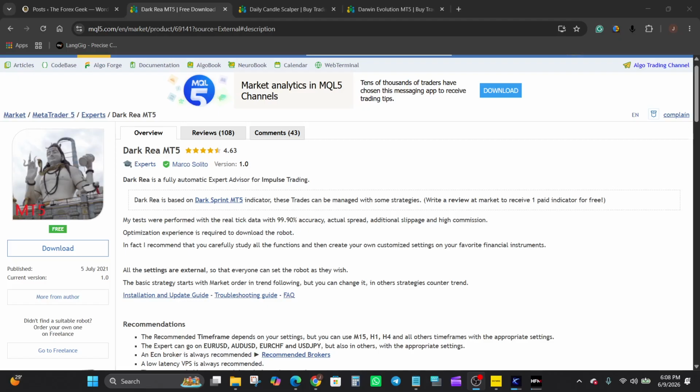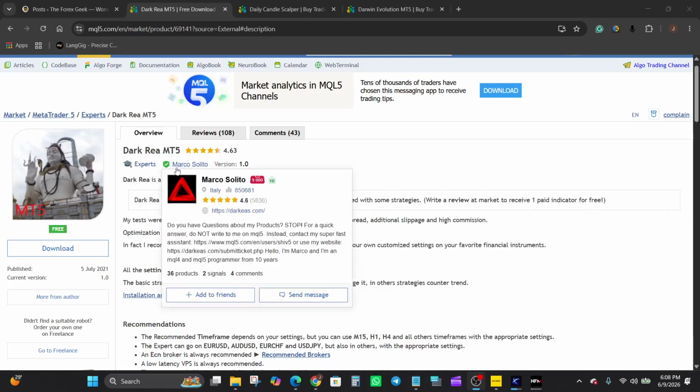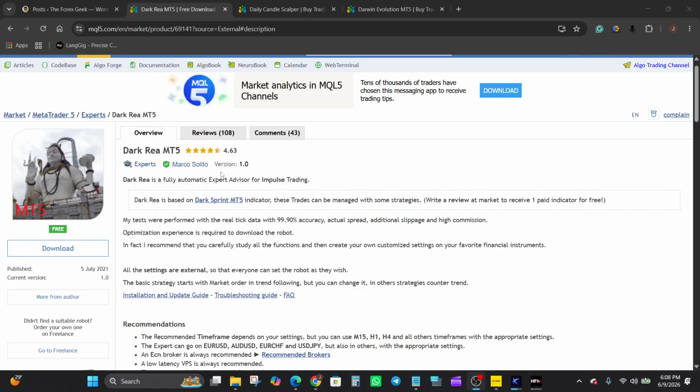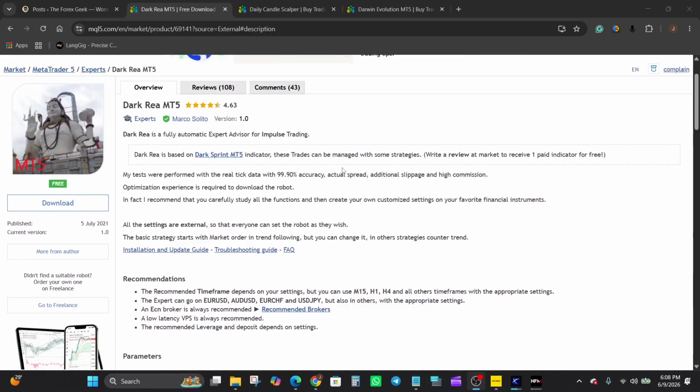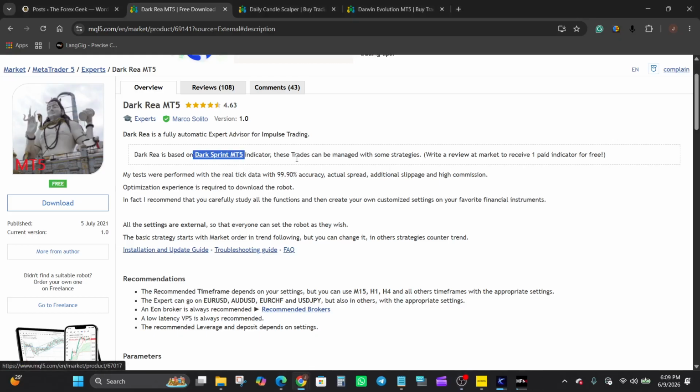Alright, so on my screen right now, I am looking at the Dark Rea EA listed on the MQL5 marketplace, developed by Marco Solito, and this is version 1.0. It is marked as a fully automatic expert advisor designed around impulse trading concepts. Now, one thing I immediately notice is that it is built around the dark sprint MT5 indicator, which already gives a bit of context about how the system generates its trading signals.